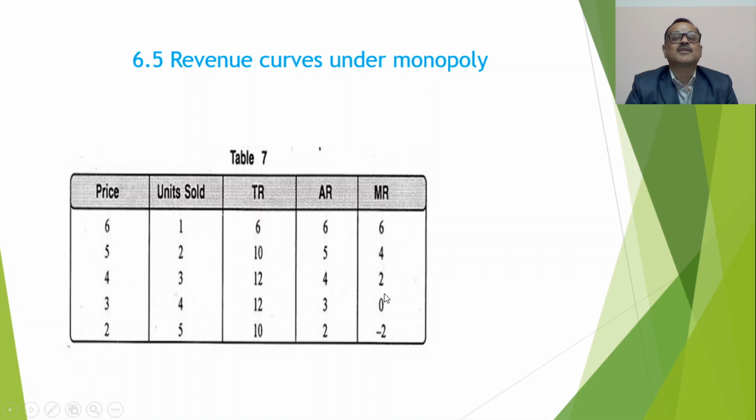In this way, under the monopoly curve, AR decreases, because you can see here AR 6, 5, 4, 3, 2, price also 6, 5, 4, 3, 2, because AR means price. And if AR decreases, MR also decreases. You can see 6, 6. But here AR is 5, MR is 4. AR is 4, MR is 2. AR is 3, MR is 0. AR 2, MR minus 2. Means AR diminishes, MR also diminishes, but the rate of diminishing of MR is greater than that of AR.